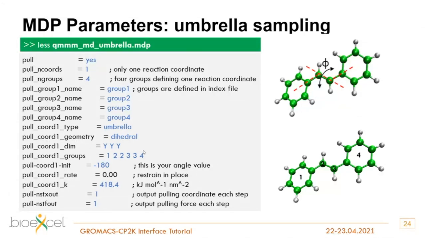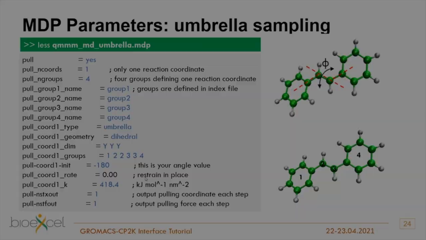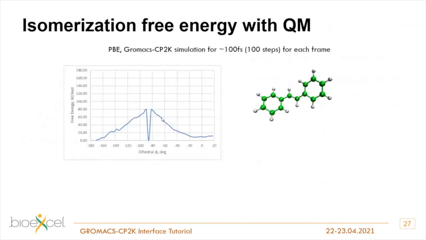Yeah, it's usually the case you need to use in umbrella sampling if you don't want to pull in just one dimension in Cartesian space. For example, in membrane systems, you usually want to pull along the Z direction, so you set only the Z direction here.